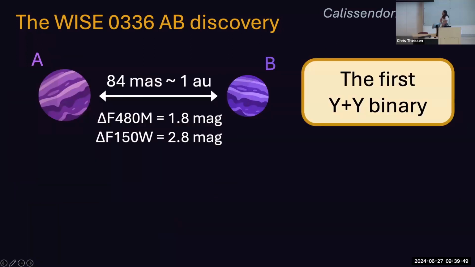So this system is called WISE 0336AB. The components are separated by just under 1 astronomical unit, so it is fairly tight. We did find that the companion was fainter, but also redder than the primary, which is what we would expect for a low mass companion like this. It was really exciting for us because this is the very first binary system that we found that is orbiting around a Y-type primary. So the primary has a Y spectral type. It's the first time that we found a system that is this cold. We had cool stars. This is literally the coolest binary system that we've found so far.